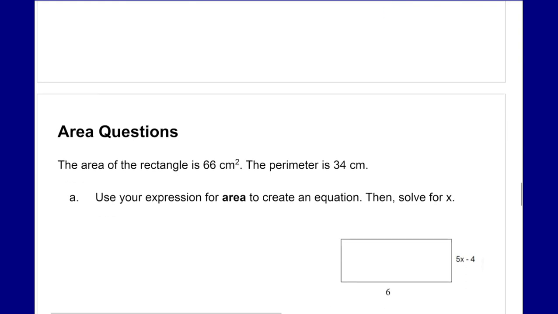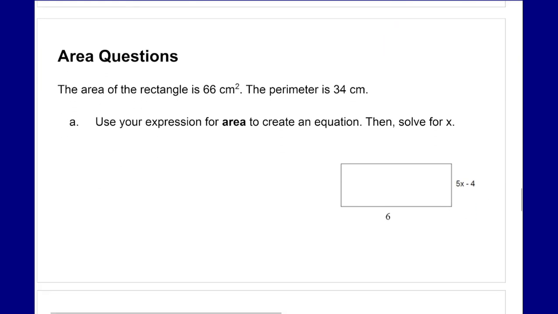So now that we have actual areas and perimeters, let's use the expressions we just created to create an equation and then solve for x. With area, we know area is equal to length times width. We now know that area is 66 centimeters squared. Our length was 6, and our width was 5x minus 4. So let's go through and solve this now.